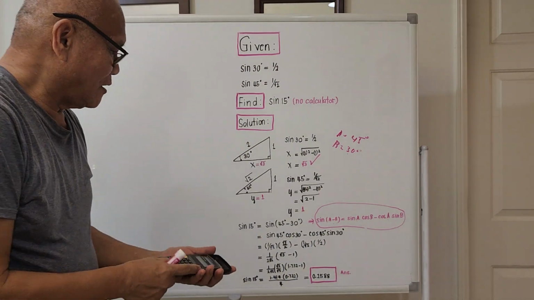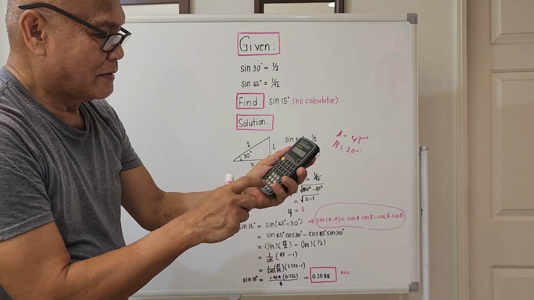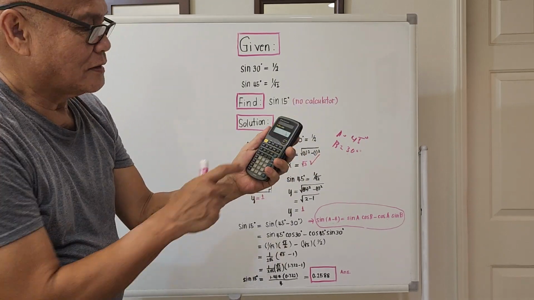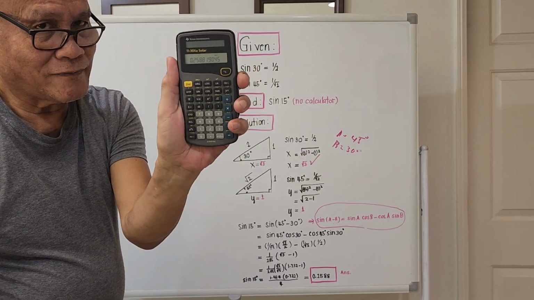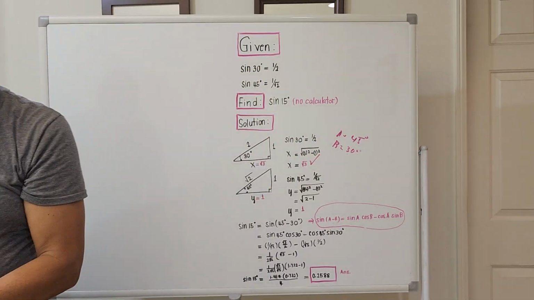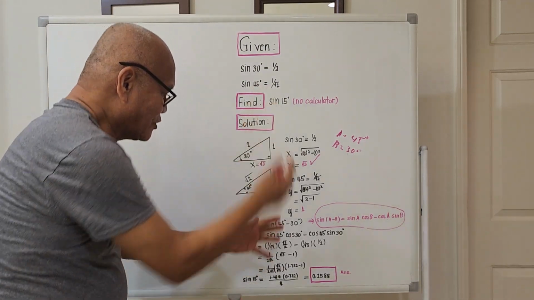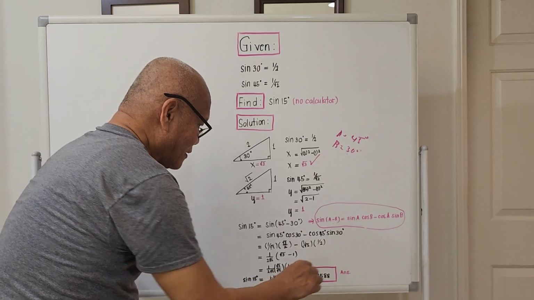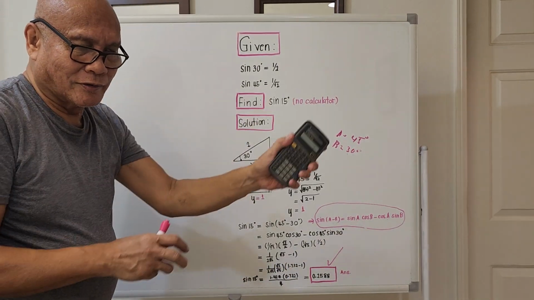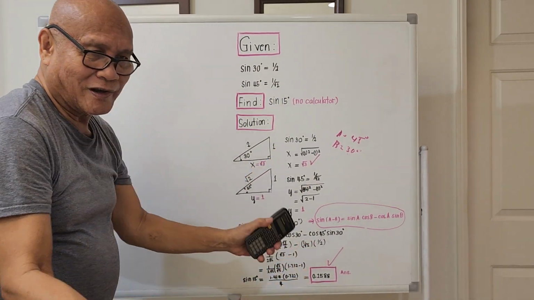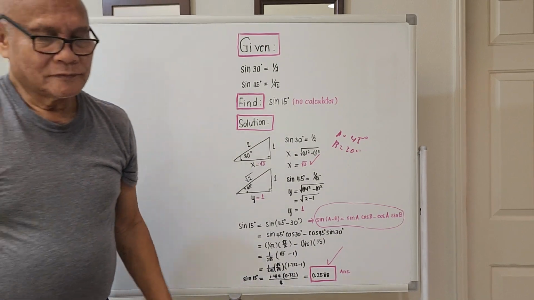Actually, we could check the validity of our answer by displaying 15 degrees over here, then taking the sine value. The value is 0.2588. So it means our answer, the sine of 15 degrees, without using a calculator, is 0.2588. I just present the calculator solution as a check, so you believe that our answer is correct. That's it, guys.